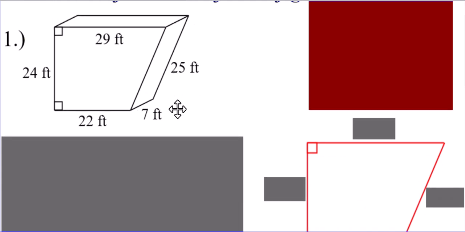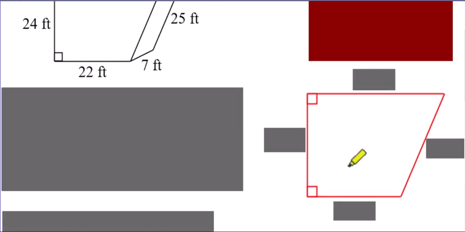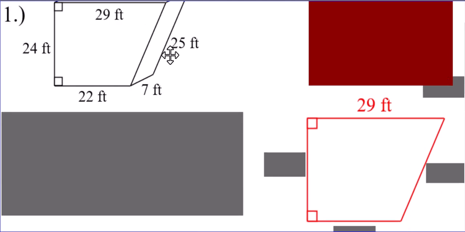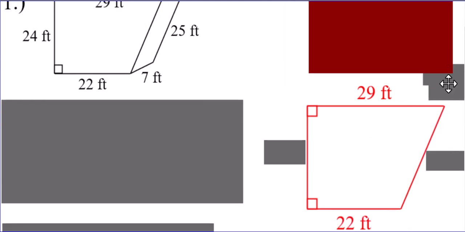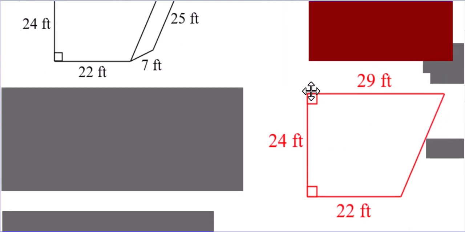You're like, well, isn't that all these numbers here? Well, no. The 7 feet is this line segment that goes between the trapezoids, so we're not going to use that when you label the sides of the actual trapezoid. So label those sides. We got 29 feet, we got 22 feet down here, and then the left side meeting at the right angles is 24, and this diagonal side is 25.